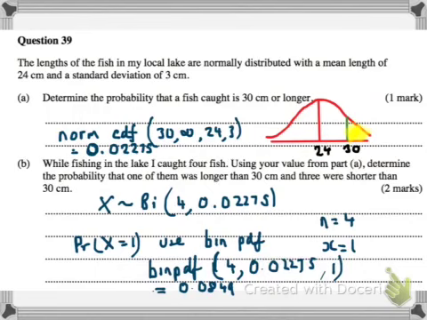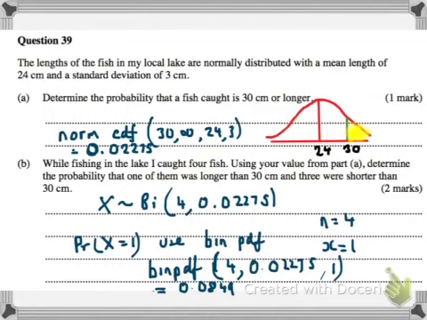So it's normal CDF, 30 being the lower bound, infinity being the upper bound, 24 being the mean, and 3 being the standard deviation. So we put those into our calculator, and our answer is 0.02275 or 0.0228 to 4 decimal places. Very important to set that out as I've done there. Draw the diagram so the person marking the question can see what you're doing.